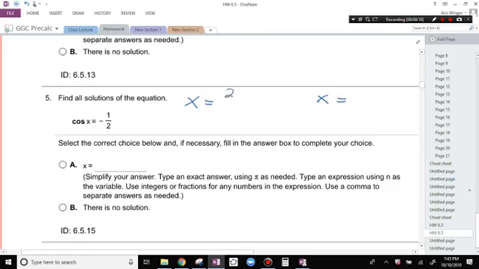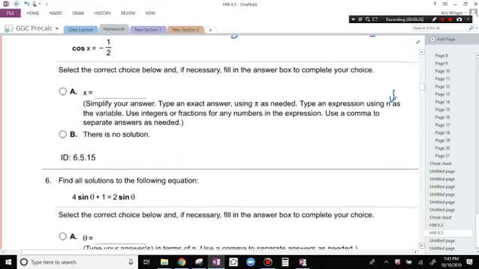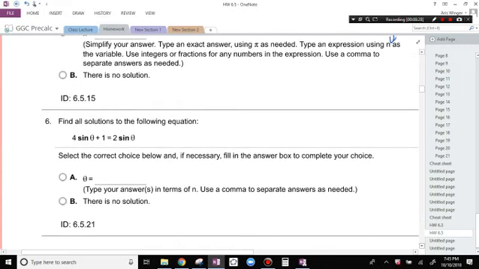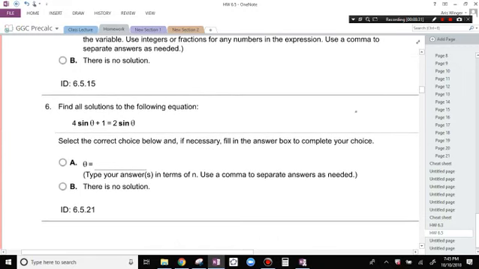So 2 pi over 3 plus 2n pi. We're still using n, right? Yeah. And then 4 pi over 3 plus 2n pi gets you all the solutions to that. At some point, we're going to start restricting the domain of this. Down here, they want all the solutions to this.